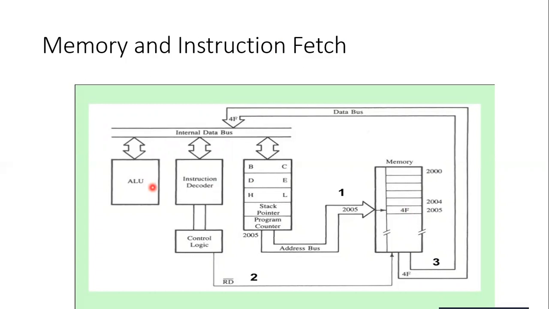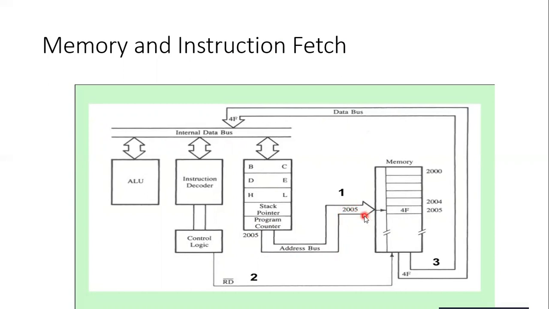Now the first step is the program counter places the 16-bit address 2005 on the address bus. So this is the next address of the instruction to be executed by the program counter. Therefore, this is the first step.